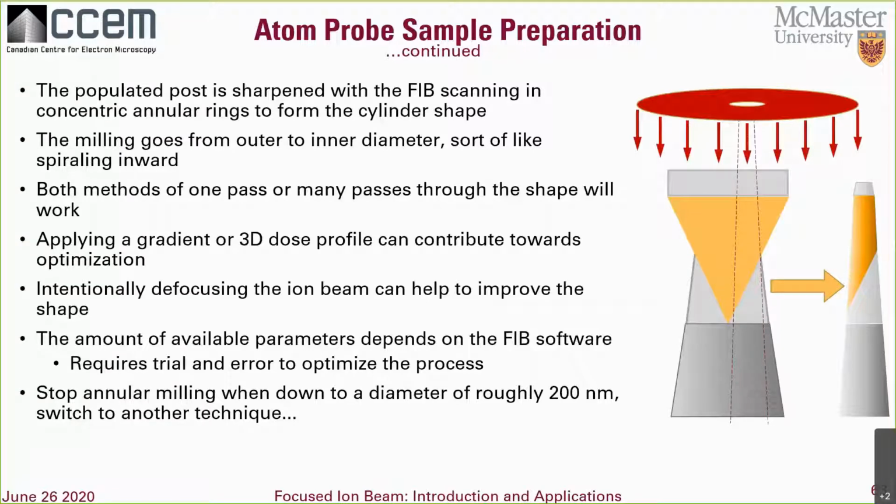The amount of parameters that are available for you to tune with this sort of milling shape really depends on the FIB software, and it can take some trial and error to optimize the process to coax it into the tip shape close to what you want it to be. Of course, you can select the ion beam current and may want to use progressively lower currents as the needle gets thinner, down to a diameter of roughly 200 nanometers, where you'll switch to another technique.